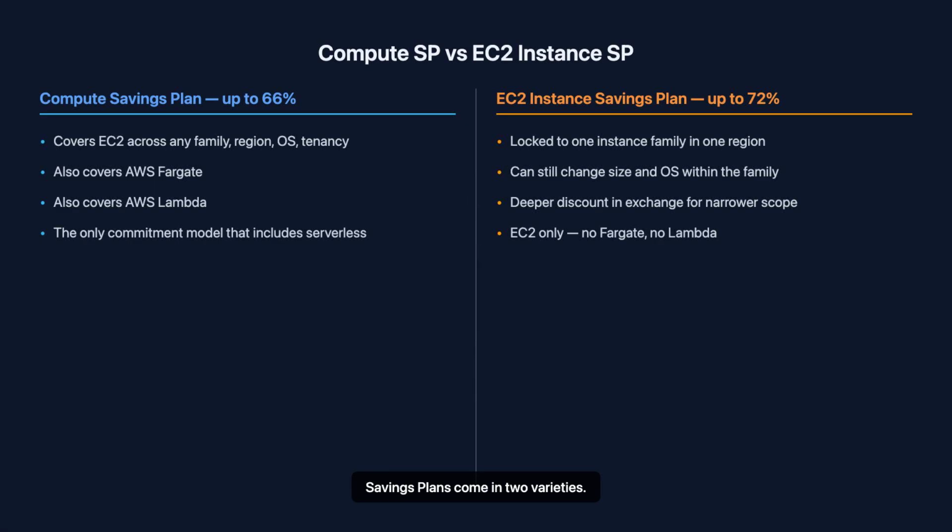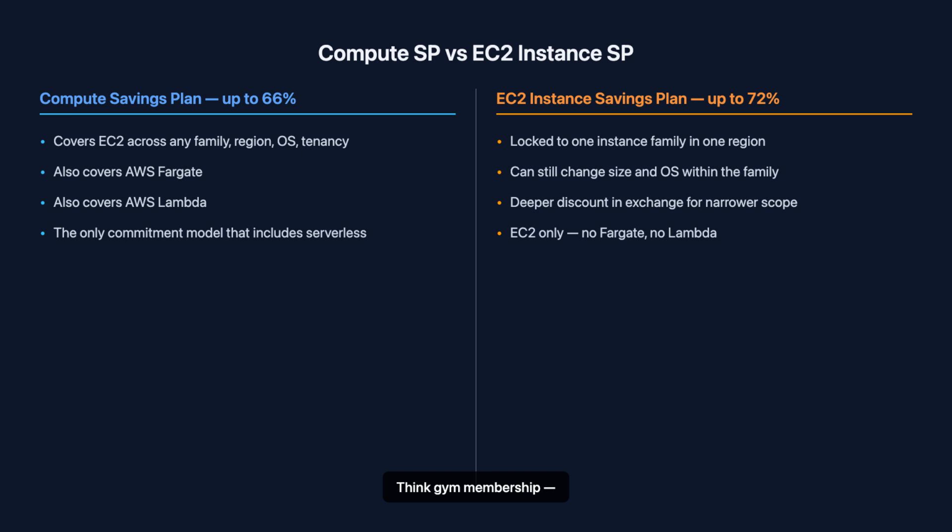Savings plans come in 2 varieties. A compute savings plan is the most flexible thing Amazon Web Services sells. It covers EC2 across any family, any region, any operating system, any tenancy. It also covers Fargate, and it covers Lambda too. That makes it the only commitment model that touches serverless. The trade-off is that it caps at up to 66% off. An EC2 instance savings plan goes deeper, up to 72%, but you lock to 1 instance family in 1 region. You can still change size and operating system within that family, but you can't hop to a different family.